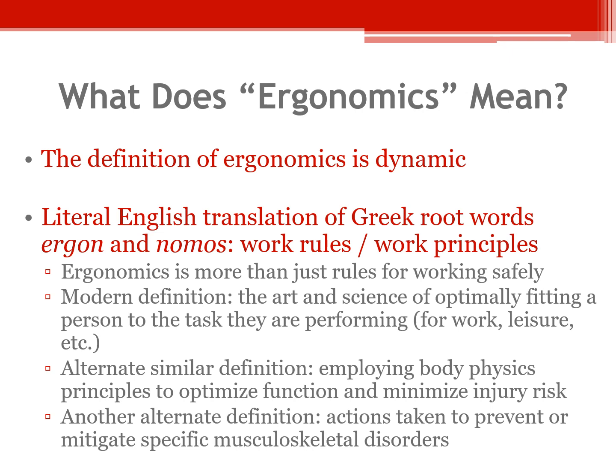An alternate similar modern definition of ergonomics would be employing body physics principles to optimize function and minimize injury risk. A third alternate modern definition of ergonomics would be the actions that we take to prevent or mitigate specific musculoskeletal disorders. And don't worry, I'll define musculoskeletal disorders pretty soon.